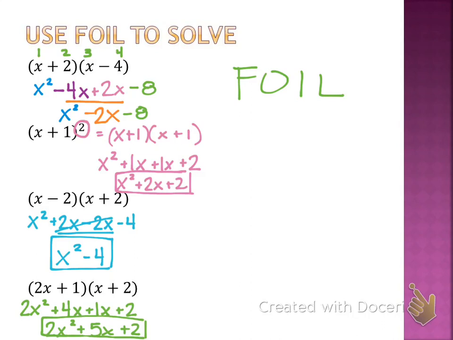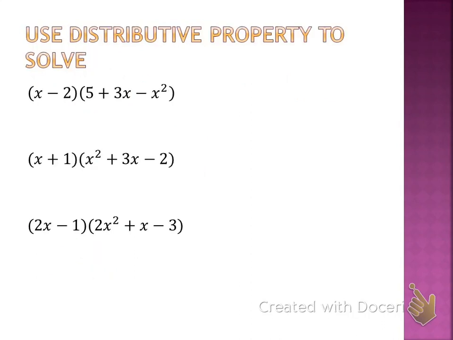Okay, so let's move on. Now let's look here. Count that. How many terms do we have in these problems? 5. So I realize right off the bat, FOIL is not going to work. So we're going to use another method called the distributive property.